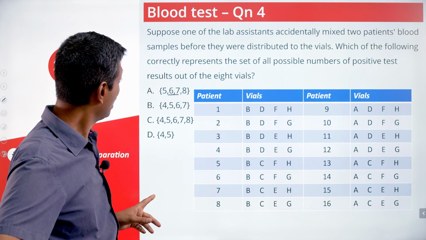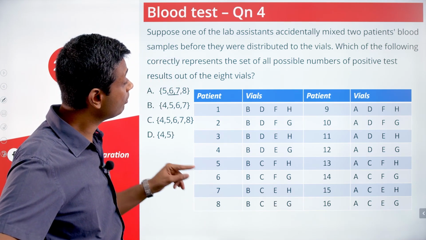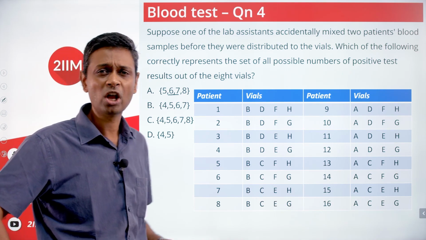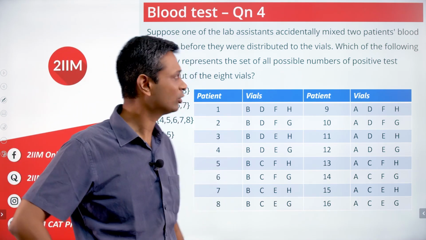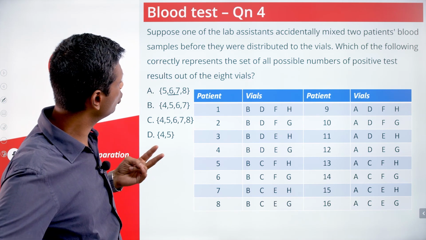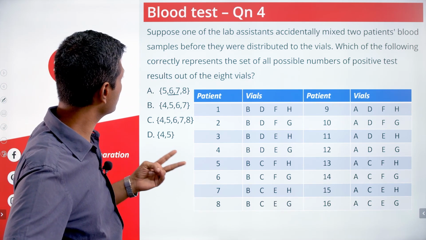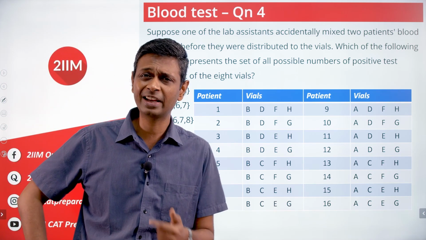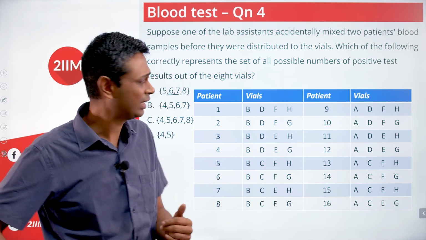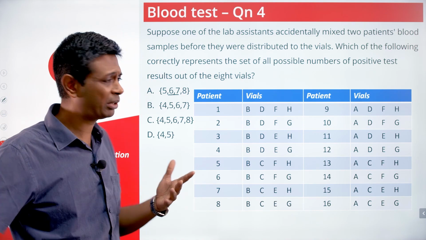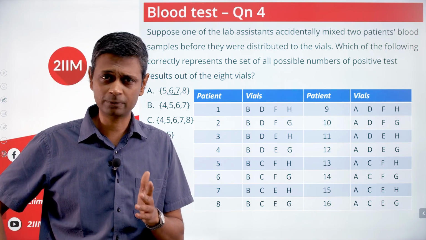The question says, set of all possible numbers of positive test results. That is, how many positive results could there be in total? Right. So 2 patients' blood samples were accidentally mixed. So 1 and 2 could have been mixed, 3 and 4 could have been mixed, 11 and 14 could have been mixed.